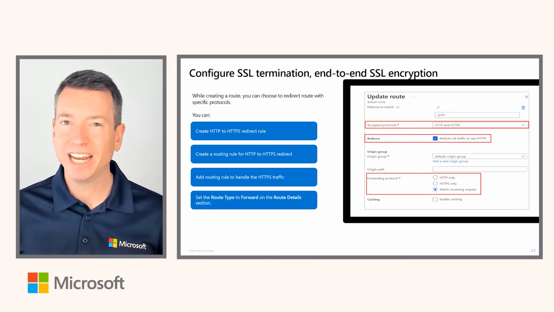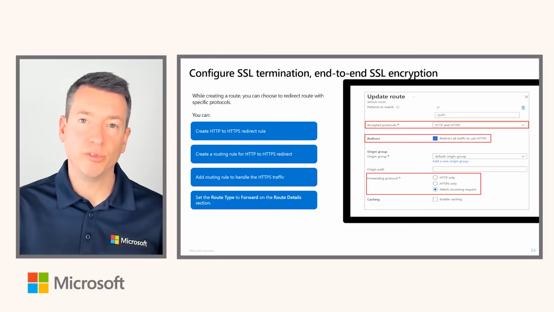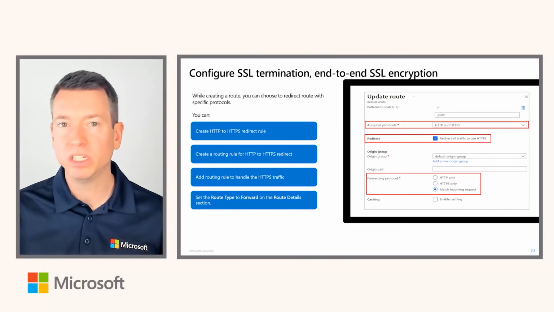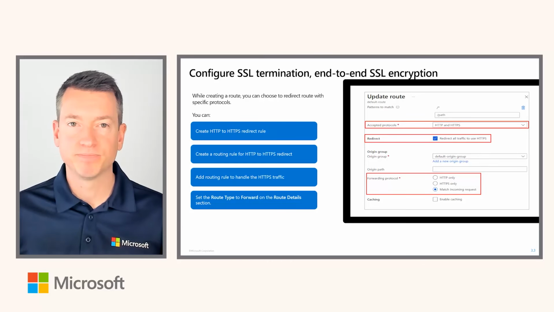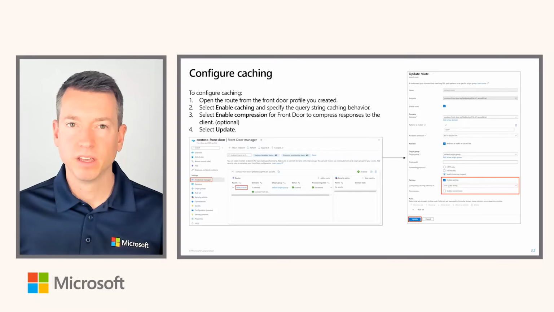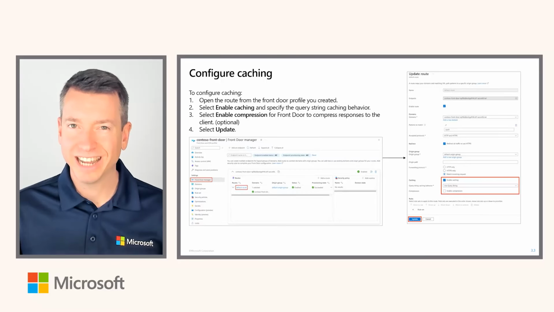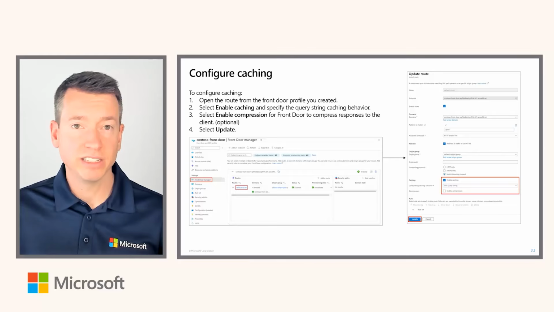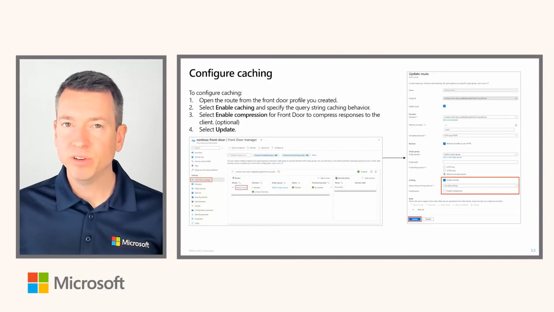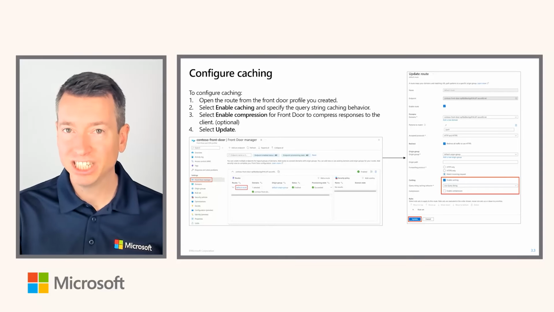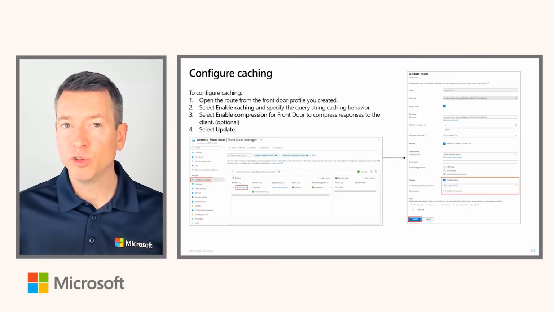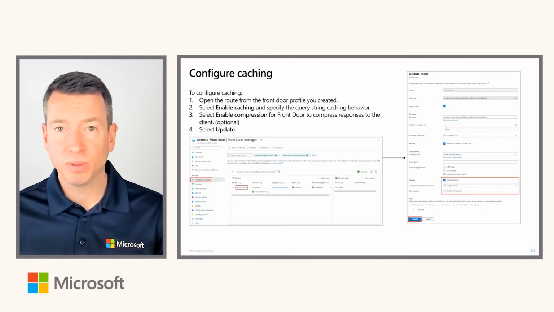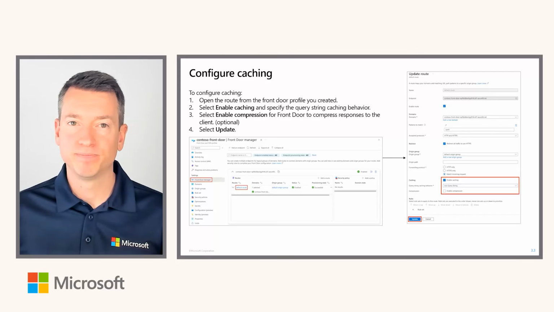Know that while creating a route, you can choose to redirect specific protocols. For example, you can redirect HTTP to HTTPS. Azure Front Door supports caching of static content. You enable caching on the route that you created in the Front Door profile. And you need to specify the query string caching behavior, and optionally, you can also select Enable Compression to compress responses to the client.